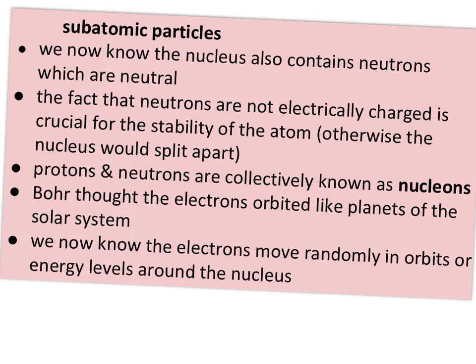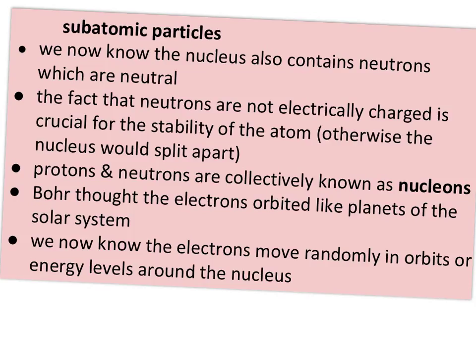We now know the nucleus actually contains neutrons and protons, with the neutrons being neutral. In fact, if it weren't for the neutrons, the nucleus wouldn't be able to hold together. You cannot pack positively charged protons that tightly together without something in between to give it stability. Protons and neutrons are known together as nucleons.